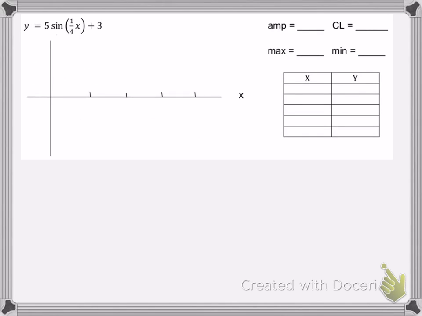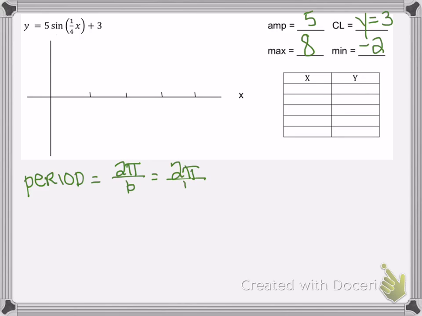The next example, now I've added in a B term, and I have an A and a D. So my center line is y equals 3. The amp is 5. So my max is 8, and my min is -2. But this time I need to find the period, which is always 2 pi over your B. So I get 2 pi over a 4th, which gives me 2 pi times 4 over 1, which is 8 pi. Since I have no C term, I'm starting at 0 and ending at 8 pi.